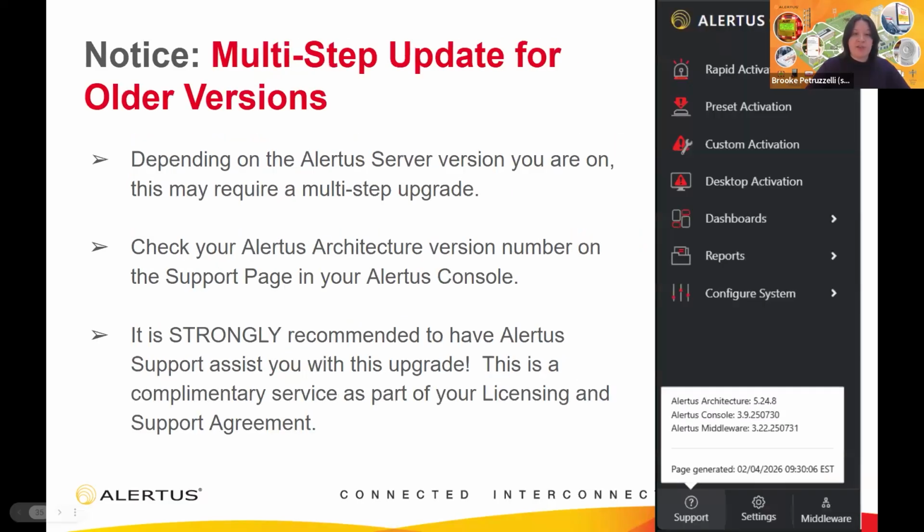So a bit more information on that. Before performing your server upgrade, it's important to first check which software version you're currently running. You can find your current software version on the Alertus console by hovering over or clicking the support tile on the bottom left. Once again, if you're running a server version older than 5.21.16, which was released 2 years ago, then we highly recommend working with Alertus tech support to perform the multi-step upgrade.